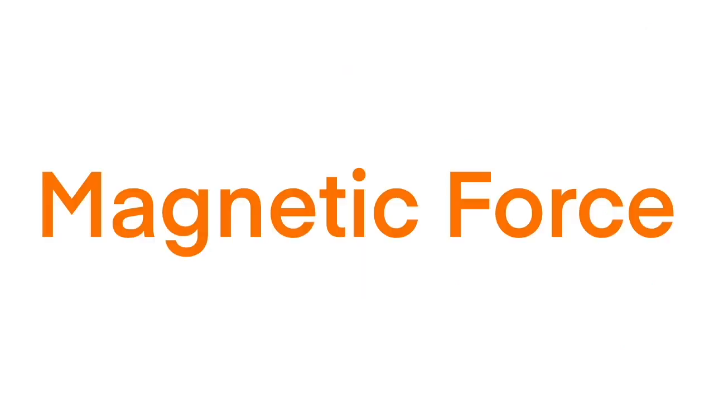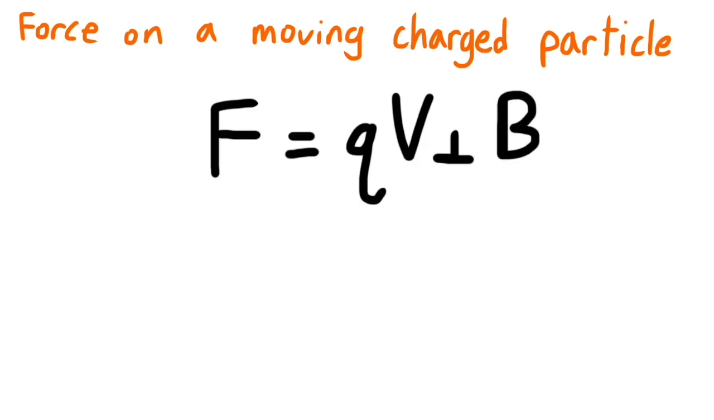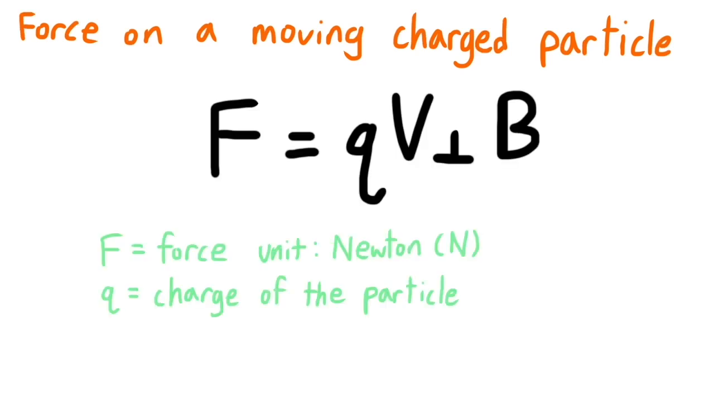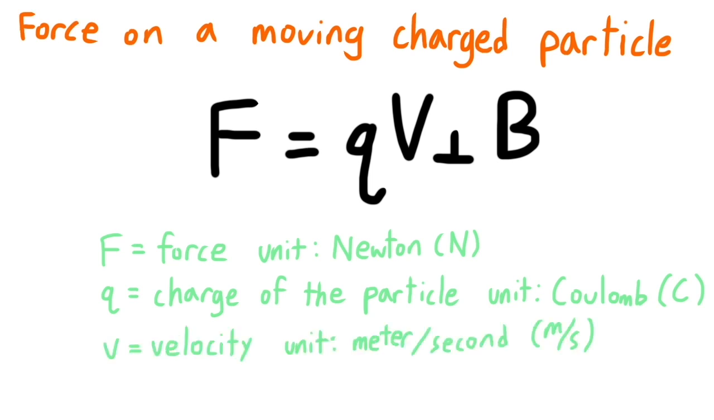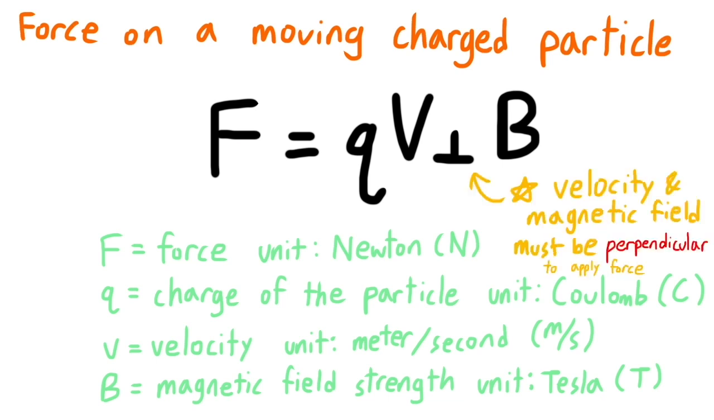When moving charged particles go through a magnetic field, they feel a magnetic force. To calculate the force on a moving charged particle, we can use this equation. F is force in newtons, Q is the charge of the particle in coulombs, V is velocity in meters per second, and B is magnetic field strength in Tesla. Velocity and magnetic field must be perpendicular to apply force.